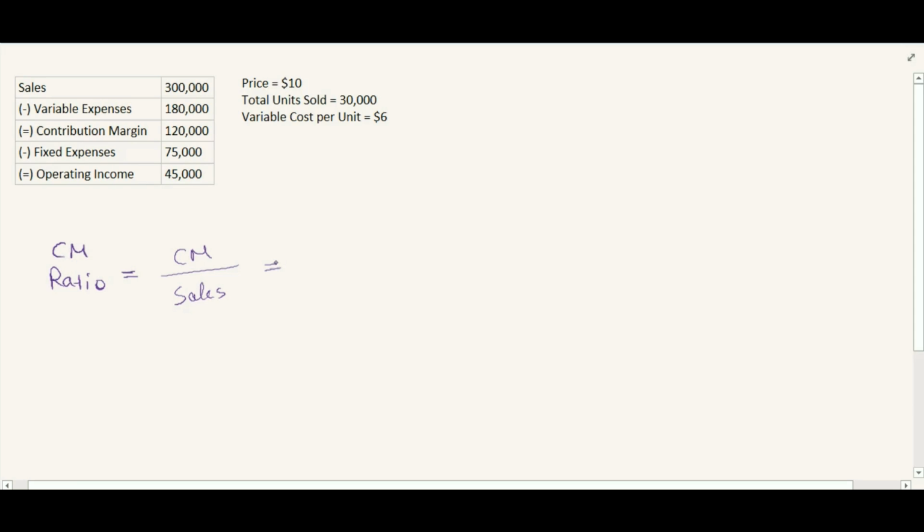So we have two ways to do it. We can take the total CM from the income statement, $120,000, and divide it by the total sales of $300,000, and if you do the math, it will give you 40%. Or another way is to take the CM per unit divided by the selling price.